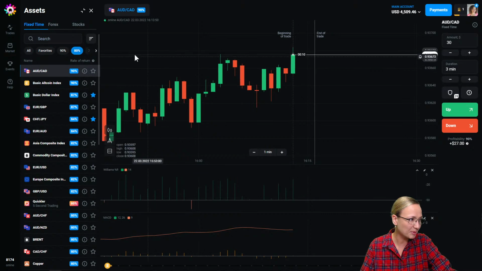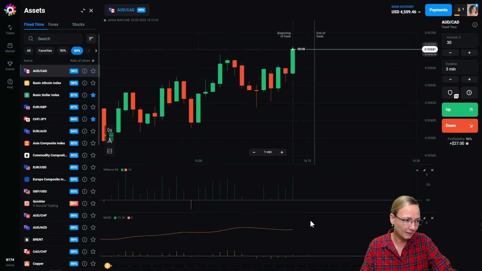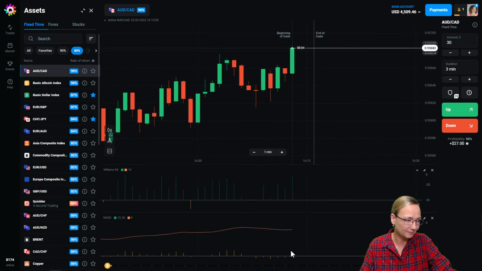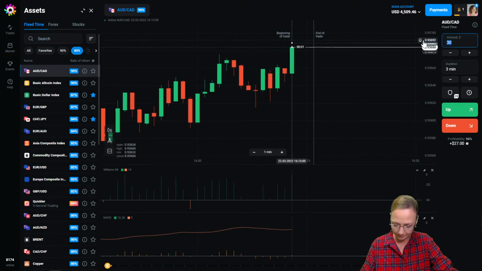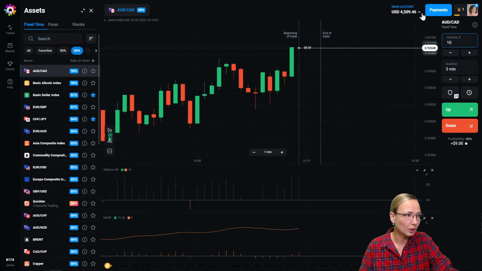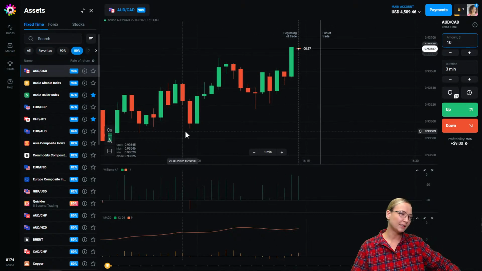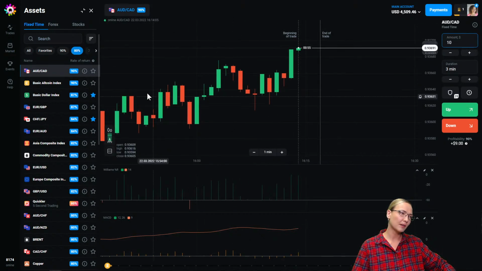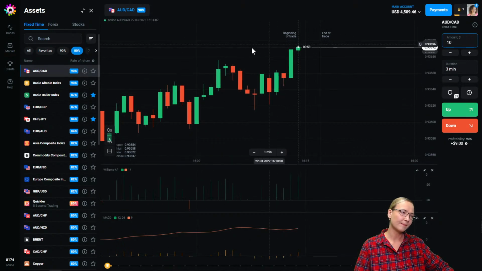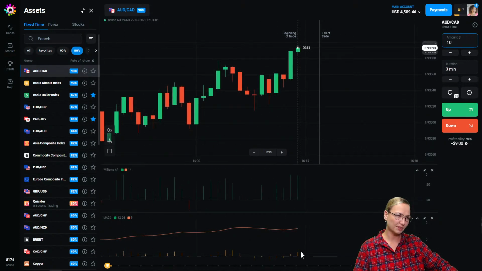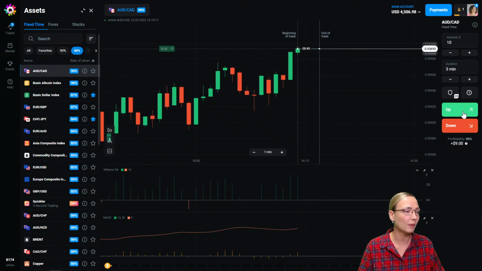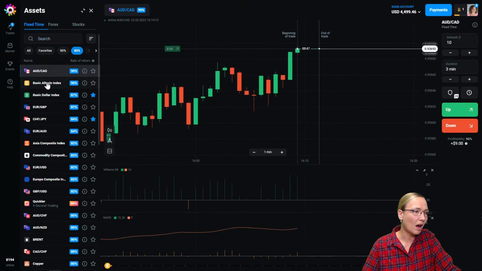Okay, so the Williams percentage R is above the midline. I do see one bar appearing on the MACD. Let me go ahead and lower this a little bit. But you see how there's this price channel right here and this one right here. No, this one is decreasing too. Alrighty, so we're gonna trade up for 3 minutes on AUD CAD.